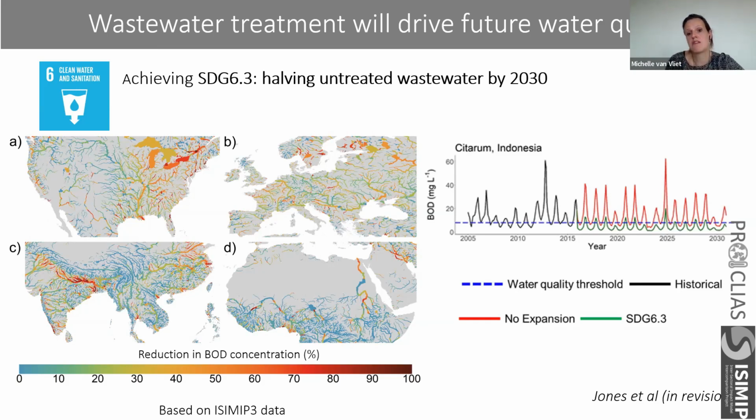So this is also highlighted here for one of those locations here in Indonesia. Here also the simulated BOD concentrations on the historical situation is shown in black. In red, it's also shown when we consider no expansion in wastewater treatment. And in green, you see what would be the impacts if we would consider such an expansion in wastewater treatment towards halving the proportion of untreated wastewater in the world, and also in this region. Well, you see that this indeed results in distinct improvements for water quality, but still quite some exceedances are found during different parts of the year.